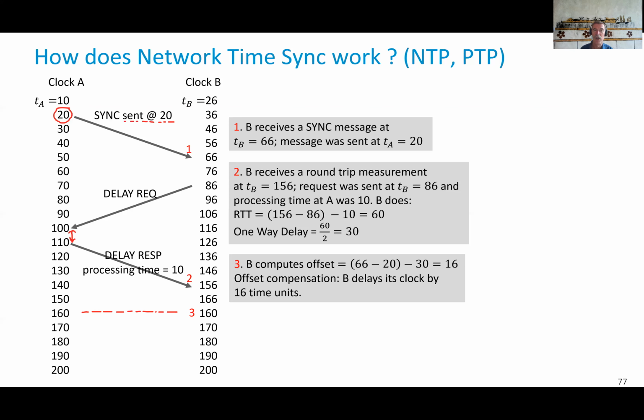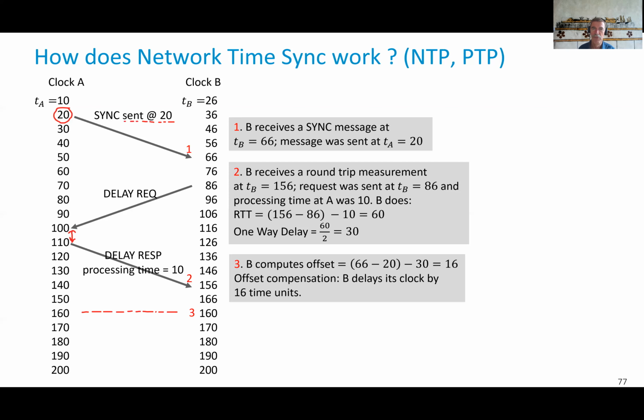B knows also the time that A took responding to this message. B subtracts this quantity and obtains a round-trip measurement of 60. But B needs the one-way delay. So B will make the assumption that the delays in both directions are the same, which makes sense. If there is a bidirectional cable, then the signal propagates at the same speed in both directions. If the transmission rate is the same in both directions, then also the time to send the message is the same. Therefore, under those assumptions, that makes sense. So B will divide the round-trip time 60 by 2 and obtain 30.